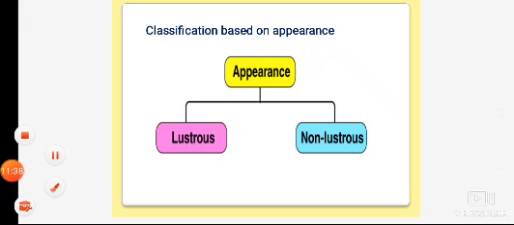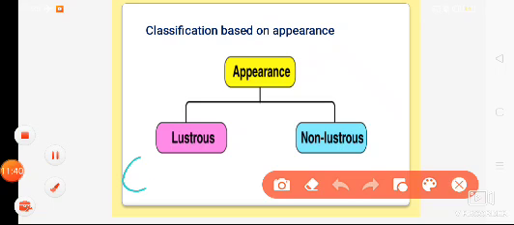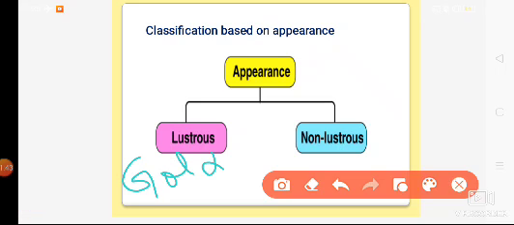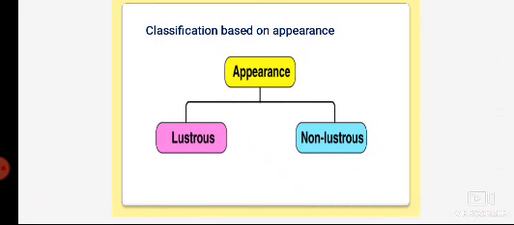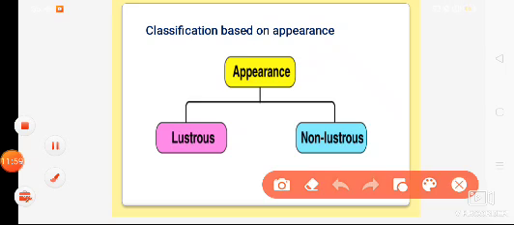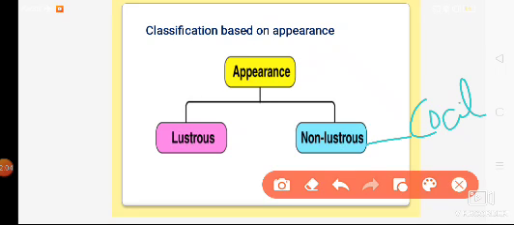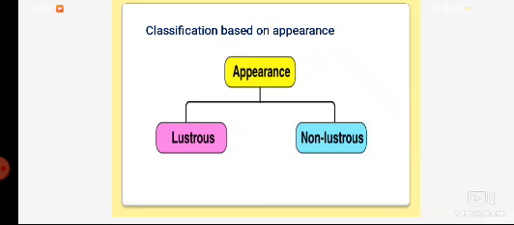If I talk about the lustrous objects, the best examples are gold, silver, platinum, and other objects. On the other hand, the non-lustrous include coal, जो कोयला होता है, it is non-lustrous. Then there is wood. Wood is again non-lustrous. They won't have any shiny surface.